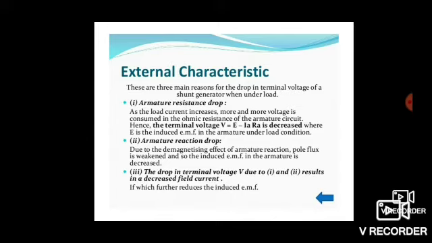Due to the demagnetizing effect of armature reaction, pole flux is weakened and so the induced EMF in the armature is decreased. And third one is the drop in terminal voltage V due to 1 and 2 results in a decreased field current, which further reduces the induced EMF.